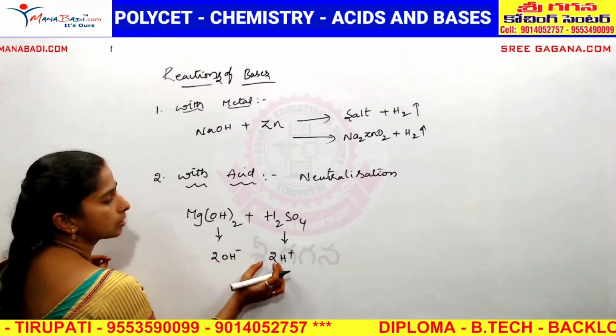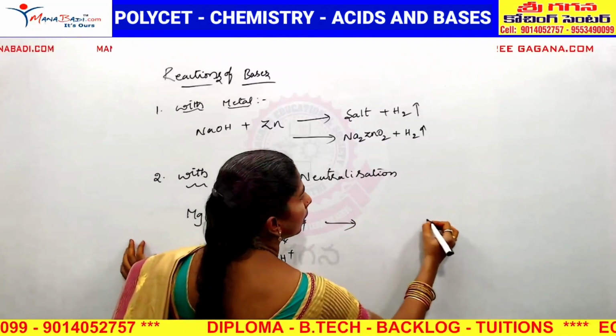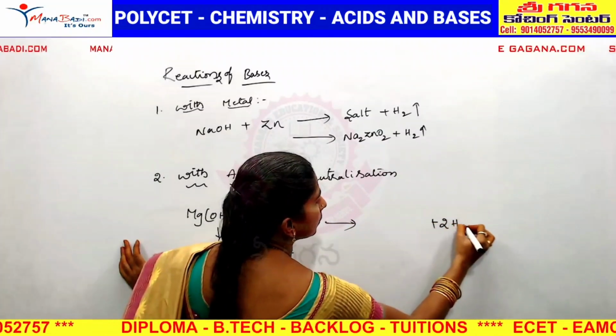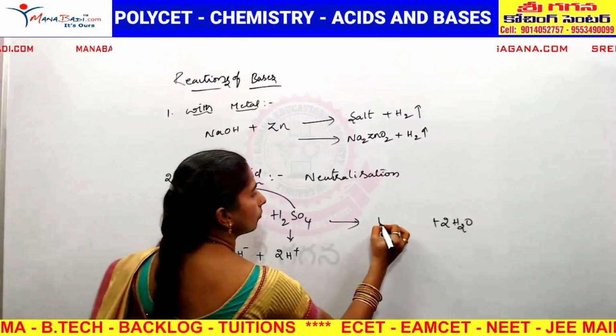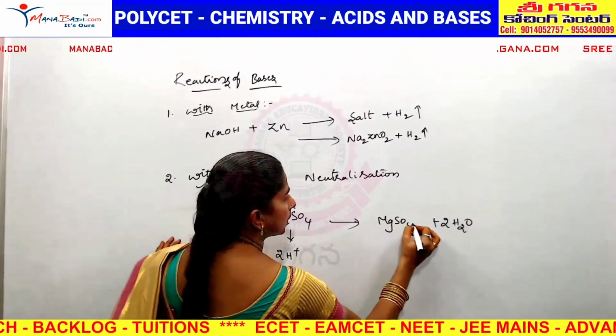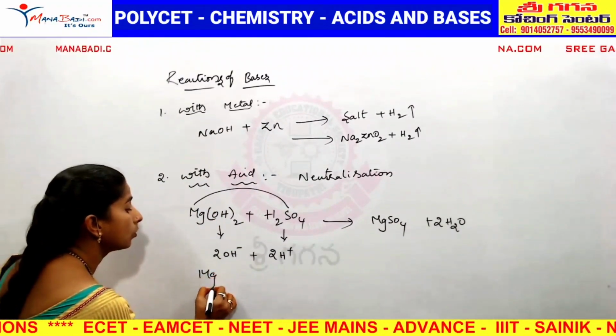These 2 OH minus and 2 H plus ions react together. They are forming 2 molecules of H2O. What is remaining? Magnesium sulfate.